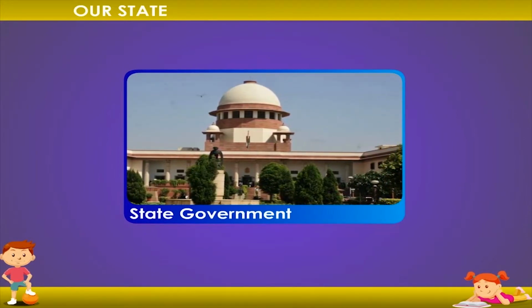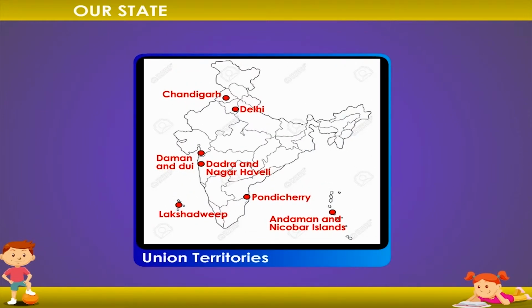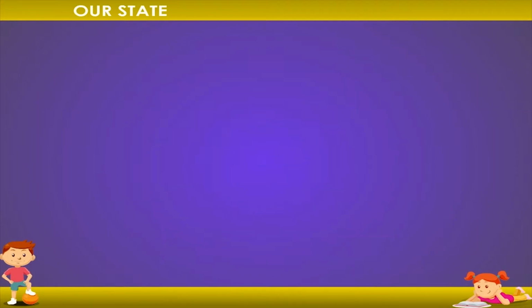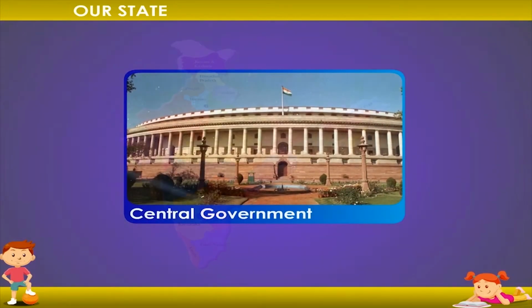There are small areas that are not included in any of the states. These are called union territories. These areas are directly under the control of the central government.